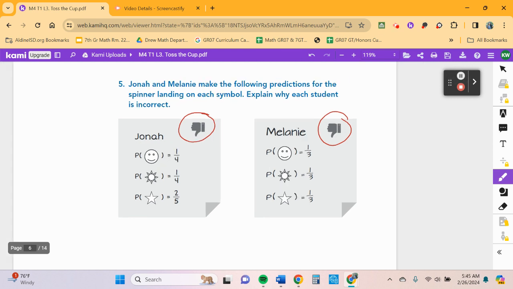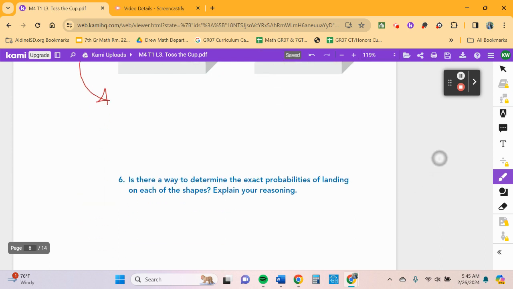And when you're discussing why, make sure to annotate and mark up Jonah and Melanie's answers so that you can solidify and explain why each student is incorrect. And put your explanation somewhere down here underneath their work. And then I also want you to, in this time that we have, answer question number 6. It says, is there a way to determine the exact probabilities of landing on each of the shapes? And you're going to explain your reasoning.